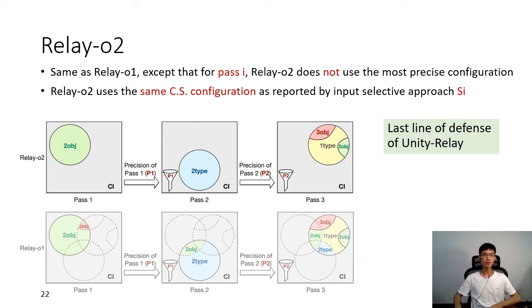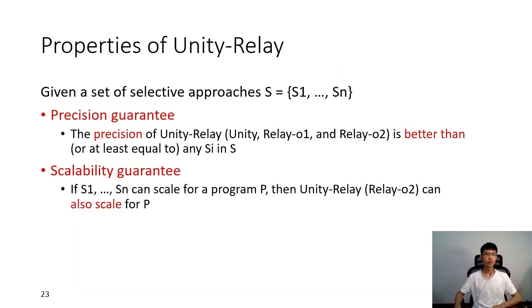So above is the introduction to our unity relay framework. In our paper, we have proven two important properties of unity relay: precision and scalability guarantees. If you have interest, please read the paper for details. Here I just present the conclusions. Given a set of selective approaches S, with unity relay O1 and O2, we can guarantee that the precision of unity relay is better than or at least equal to any SI in S. Besides, with relay O2, we can guarantee that if S1 to Sn can scale for program P, then relay O2 can also scale for P.